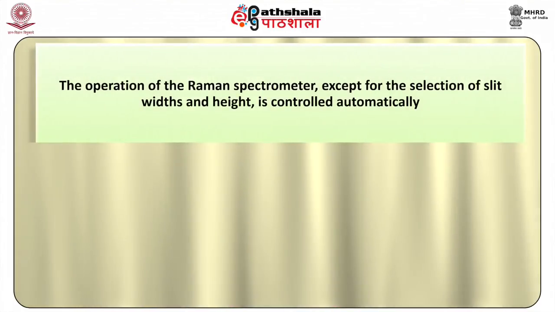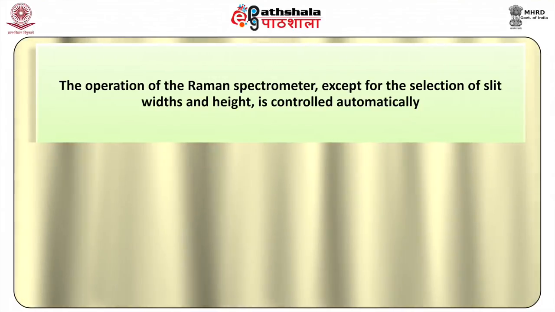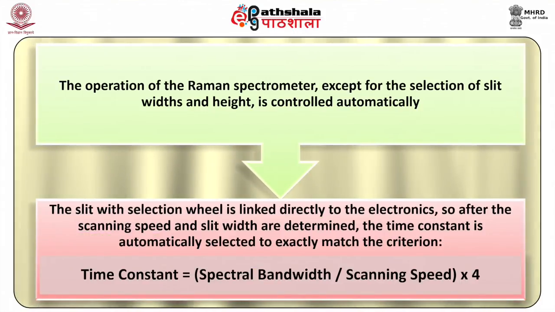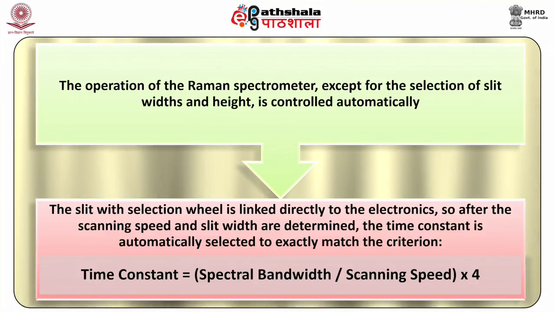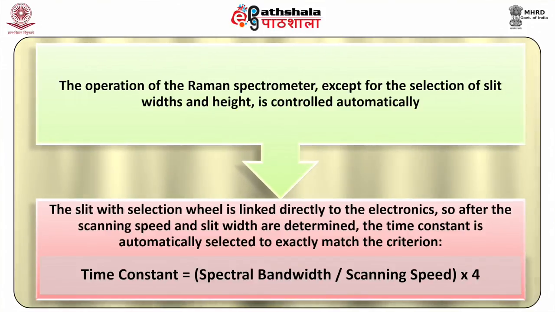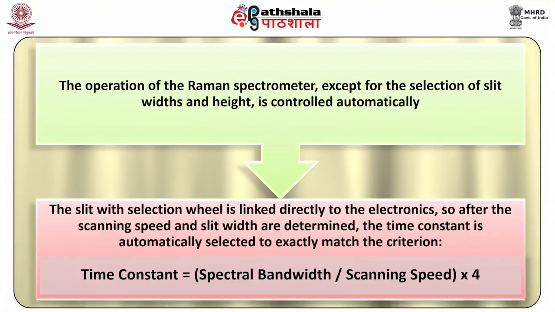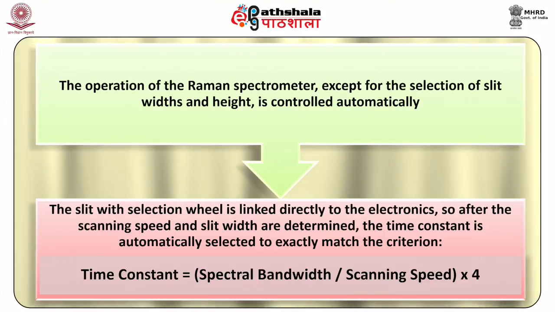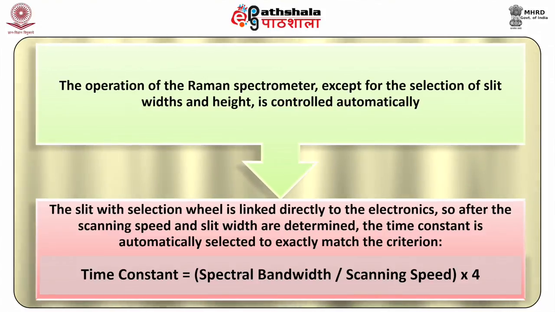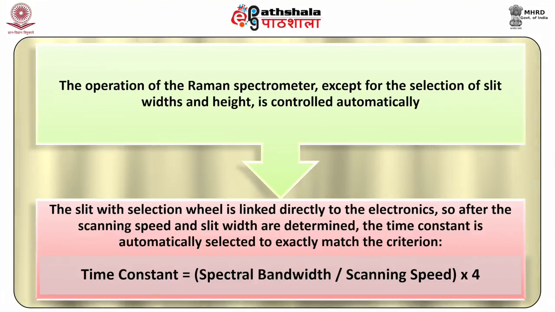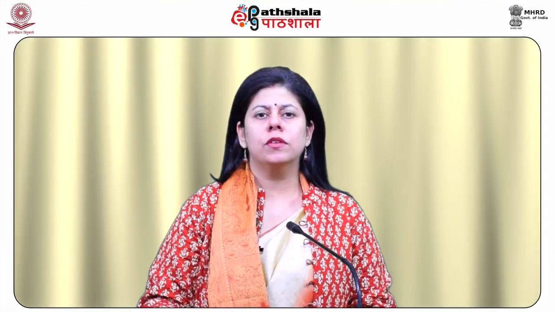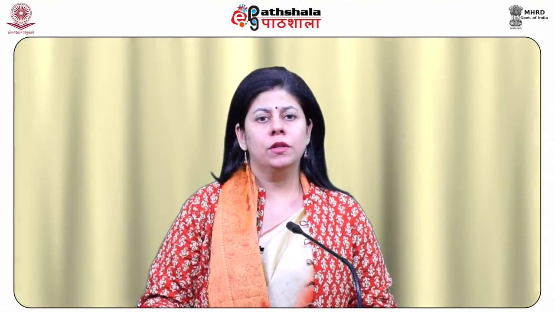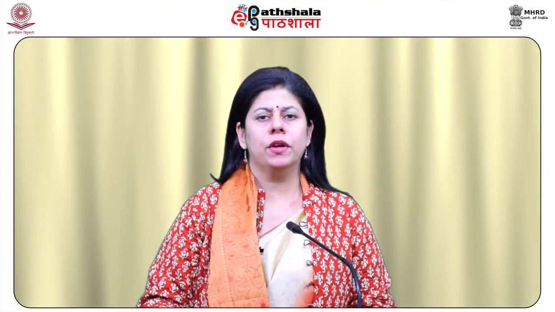The operation of the Raman spectrometer, except for the selection of slit widths and height, is controlled automatically. The slit width selection wheel is linked directly to the electronics, so after the scanning speed and slit width are determined, the time constant is automatically selected to exactly match the criterion. Time constant is equal to the spectral bandwidth divided by the scanning speed multiplied by 4. A precise electronic master clock provides pulses to the stepping motor that operates the scanning system and to the stepping motor that operates the XY recorder.